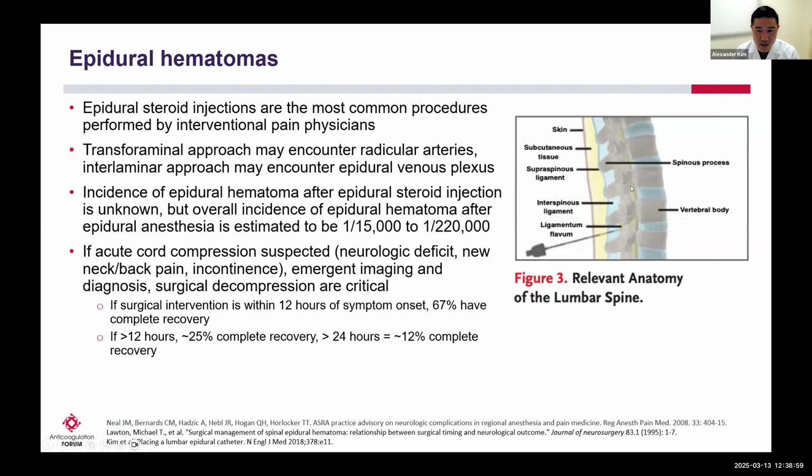If you can see my cursor, the goal is to enter through what are called neuroforamen on the side of the spine. With this approach, you may encounter radicular arteries. In the interlaminar approach, where you come in from posterior, the vasculature that you can encounter is the epidural venous plexus.